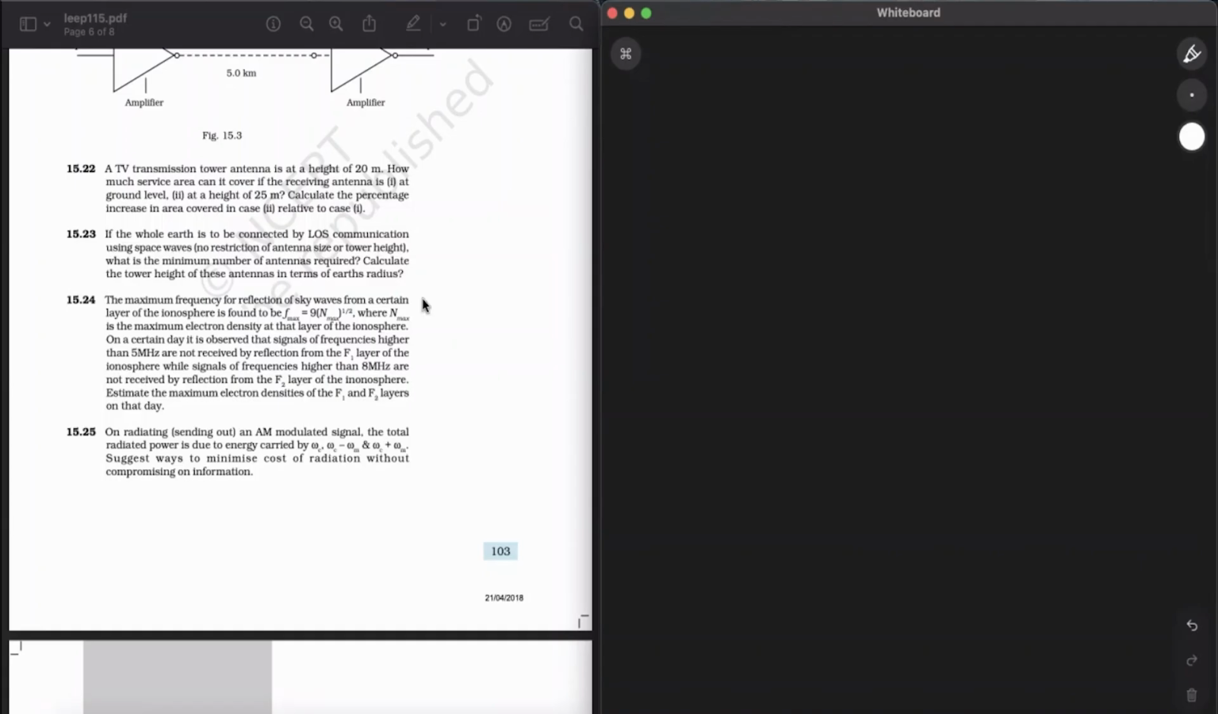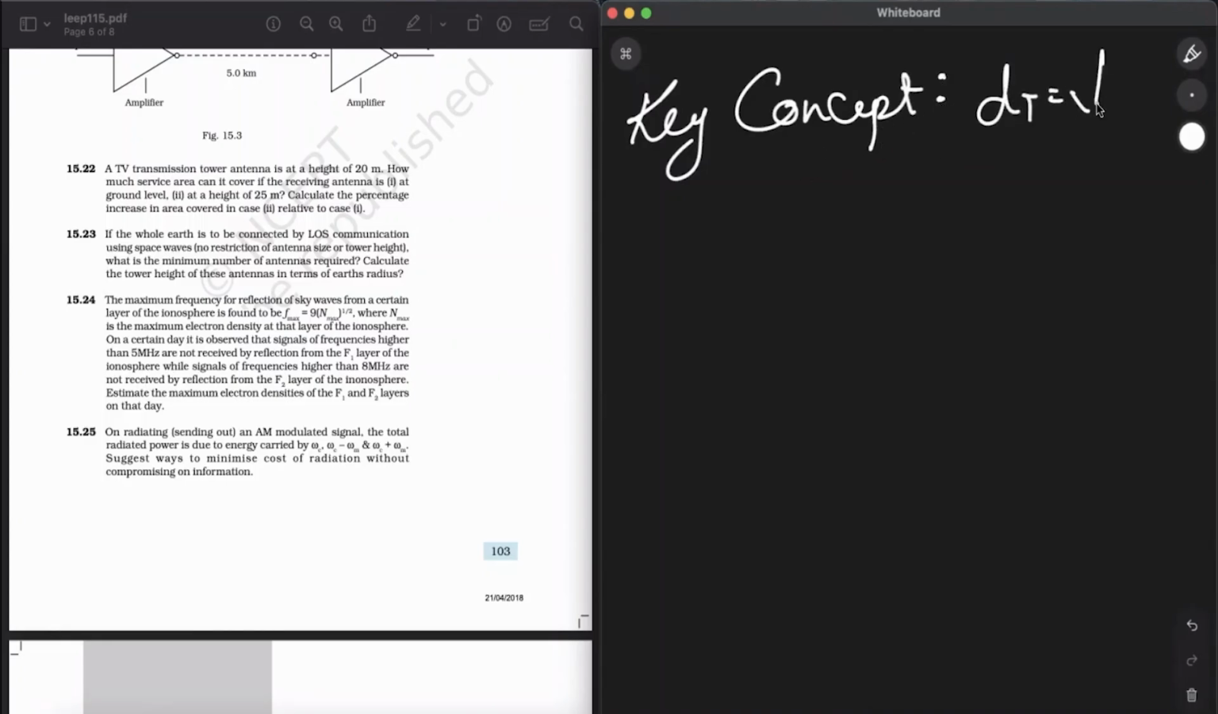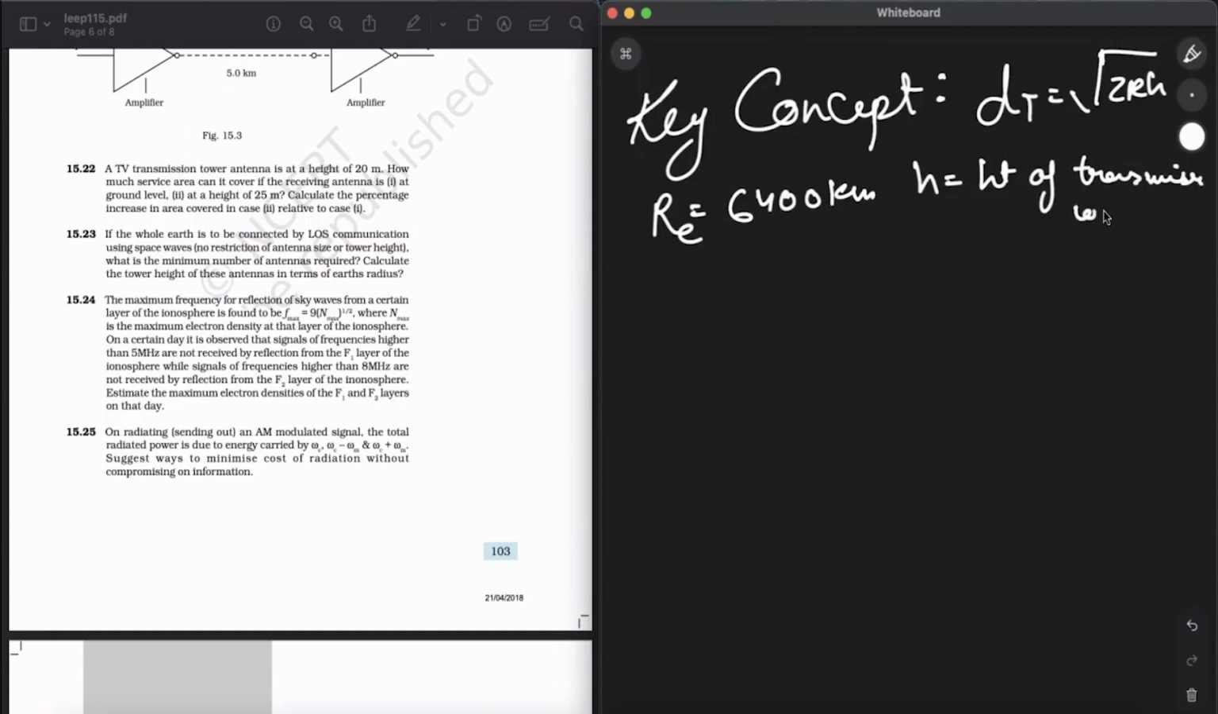So first of all, the key concept behind this you need to know. Key concept is that the range of transmission, I've already proved, is under root 2RH, where R is the radius of Earth. You should know the value of R, 6400 kilometers, that is the radius of Earth. HT is the height of the transmission tower.